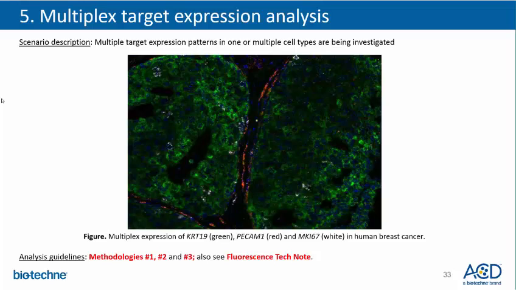This first example is human breast cancer that shows the multiplex expression of keratin 19 in green, PKM1 in red, and MKI67 in white, with keratin 19 being used to detect tumor cells, PKM1 as an endothelial cell marker, and Ki67 as a cell proliferation marker. So basically, this image shows 3 different targets marking 3 different cell types or populations, and the researcher can use any of the 3 methodologies to analyze the data.